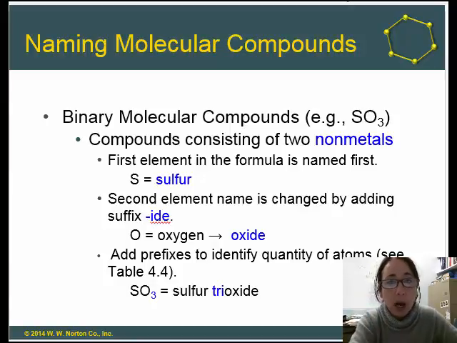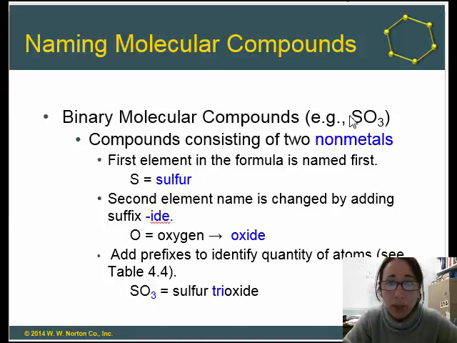Molecular compounds are compounds that are made of non-metals. And we are going to specifically look at what are known as binary molecular compounds. Now, ionic compounds can be binary as well. Binary simply means we're looking at two different elements. So we're going to focus on binary molecular compounds. So here's an example right here, two different elements, and they're both nonmetals.